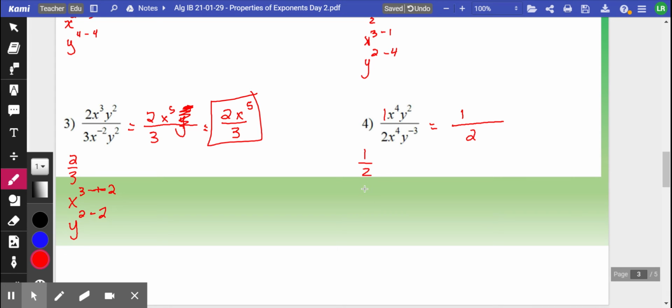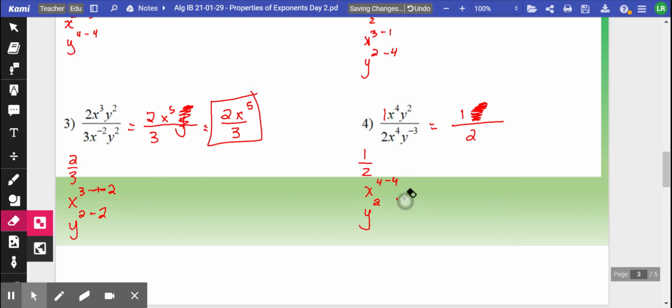The x's are divided. I have to subtract those exponents. So 4 minus 4, that is 0. Well, x to the 0 is 1, so that's gone. The y's, y squared and y to the negative 3.